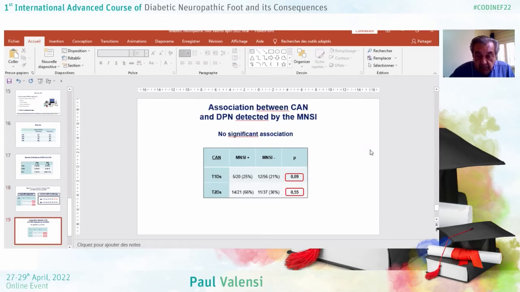And now if we perform the same analysis when considering the detection of peripheral neuropathy using the MNSI, we don't have any significant difference, which means roughly the same prevalence of CAN among the patients with peripheral neuropathy, considering the results of MNSI, or without peripheral neuropathy.